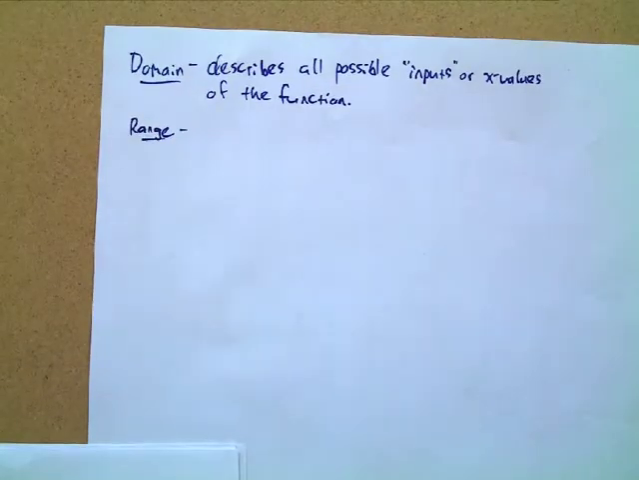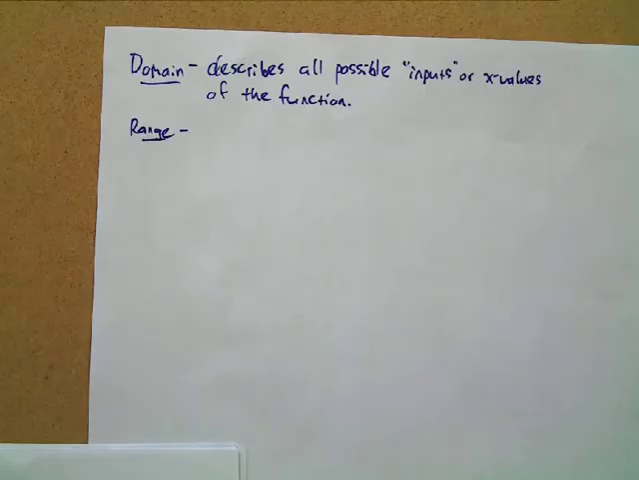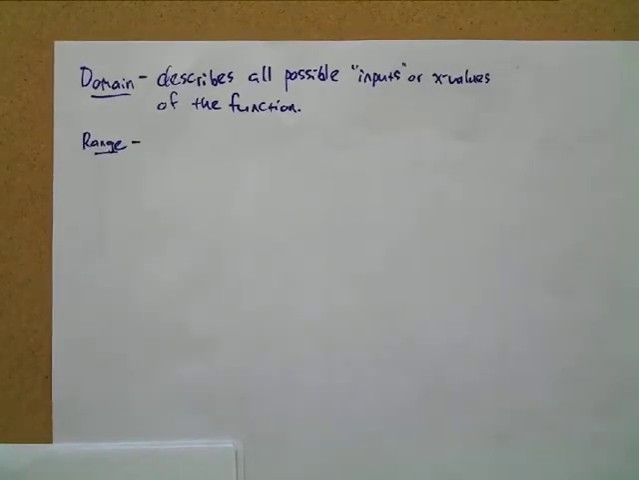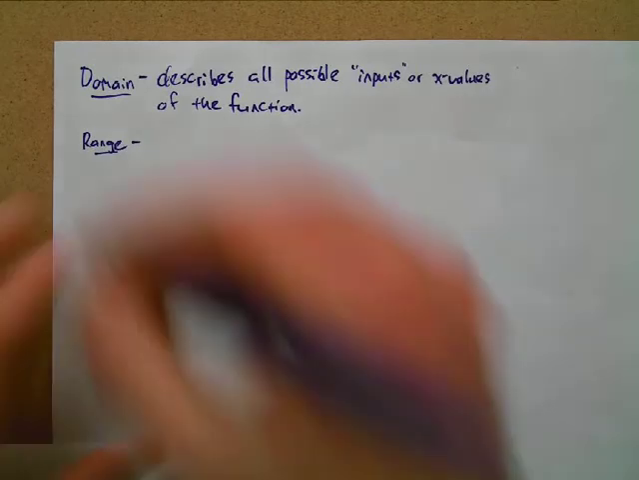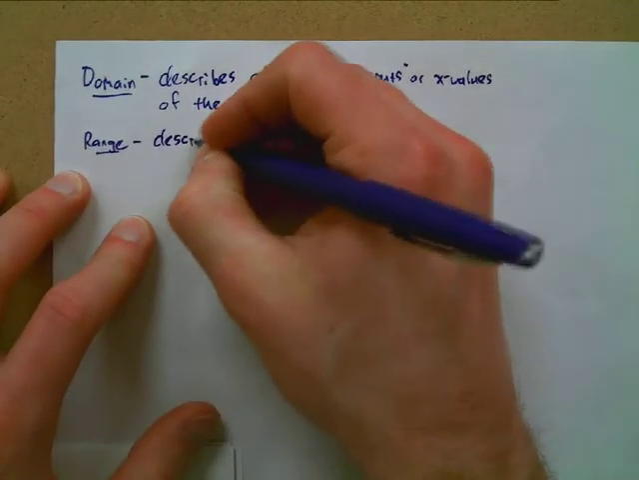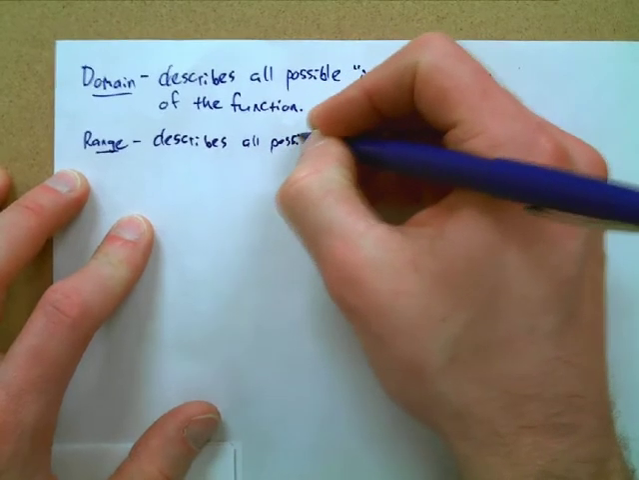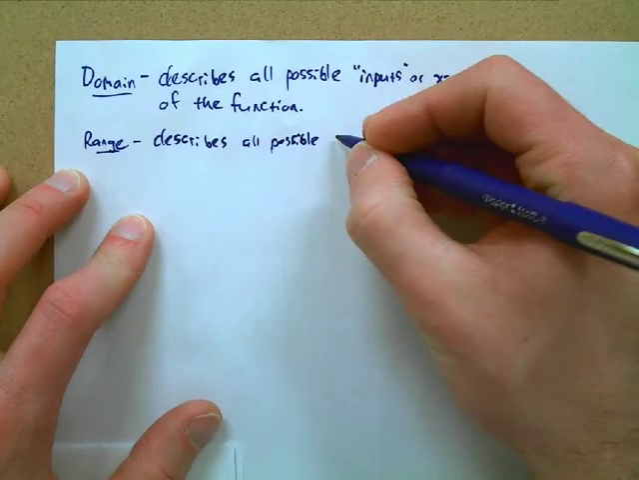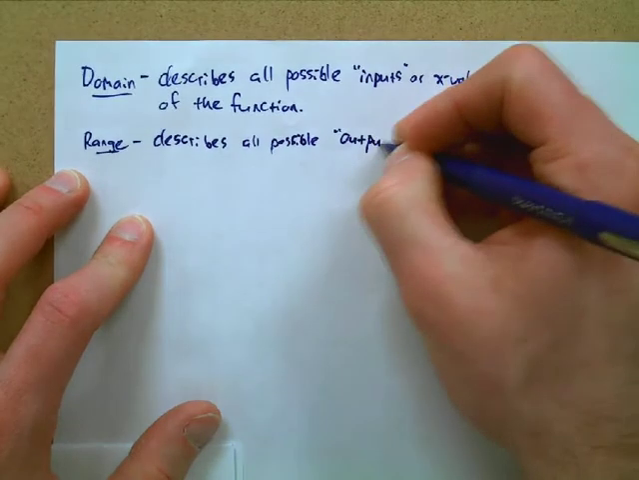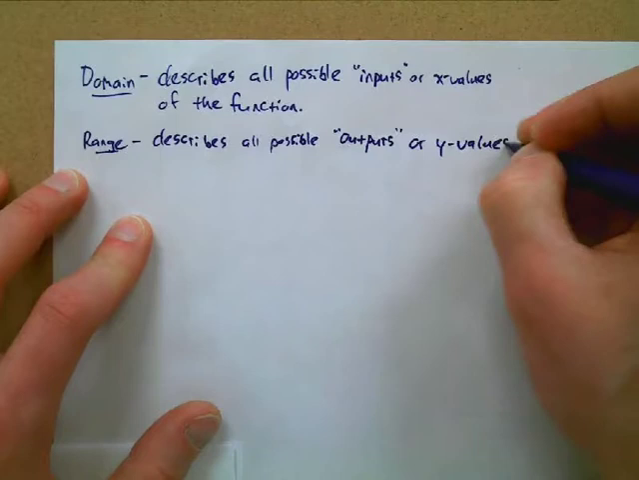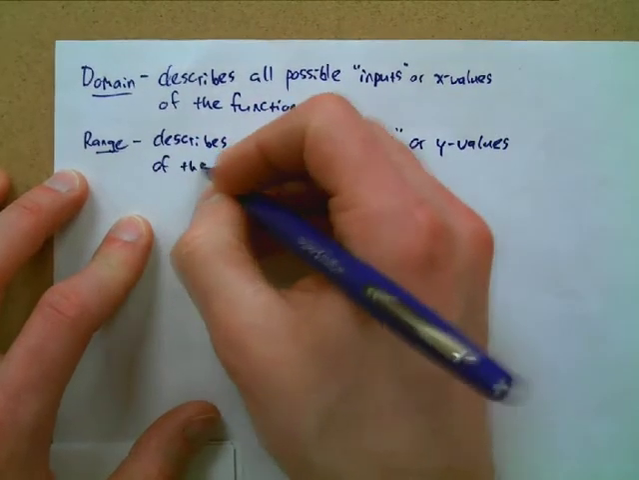It's the same definition as domain, except we switch one letter. What letter are we going to switch? It's y values, x with y. Exactly right. That's the same exact definition. It just describes all possible, well, two words, because I have to change the word inputs to outputs too. So never mind, I lied, sorry about that. Of the function.